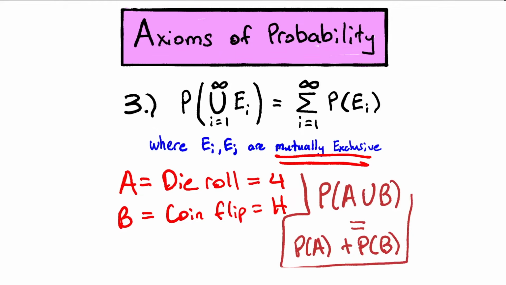It's basically saying the probability that you either roll a 4 or you flip a heads is the same as the probability that you roll a die and get a 4 plus the probability that you flip a coin and get heads. If you're still a little bit confused, don't worry, let's do a practice problem right here.